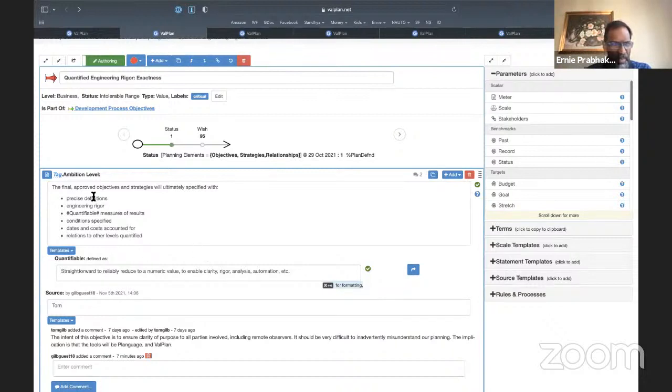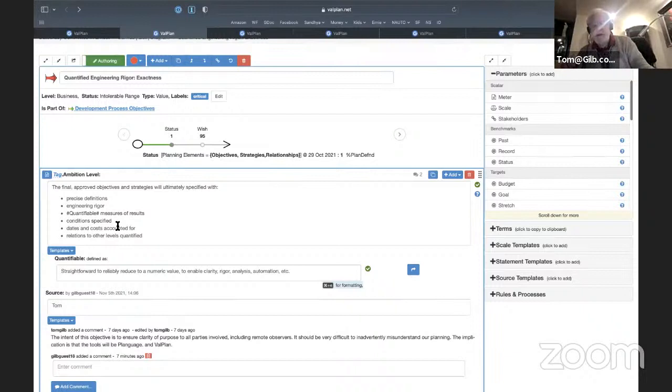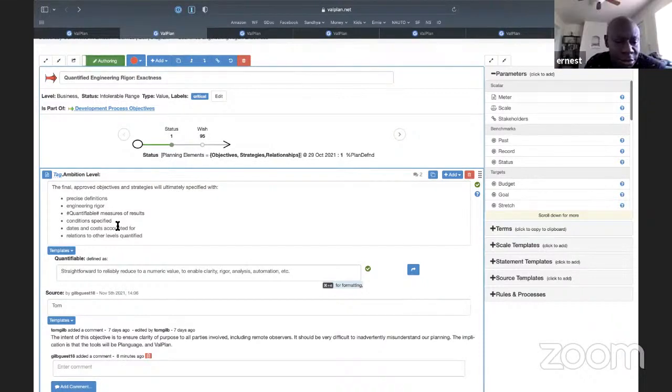Okay. Precise definition. Okay, condition specified. I didn't actually understand what that meant. Could you elaborate? But by the way, notice what you have not done. You've not made a decision to put this in your glossary. It is local to this specification at the moment. Ah, okay.